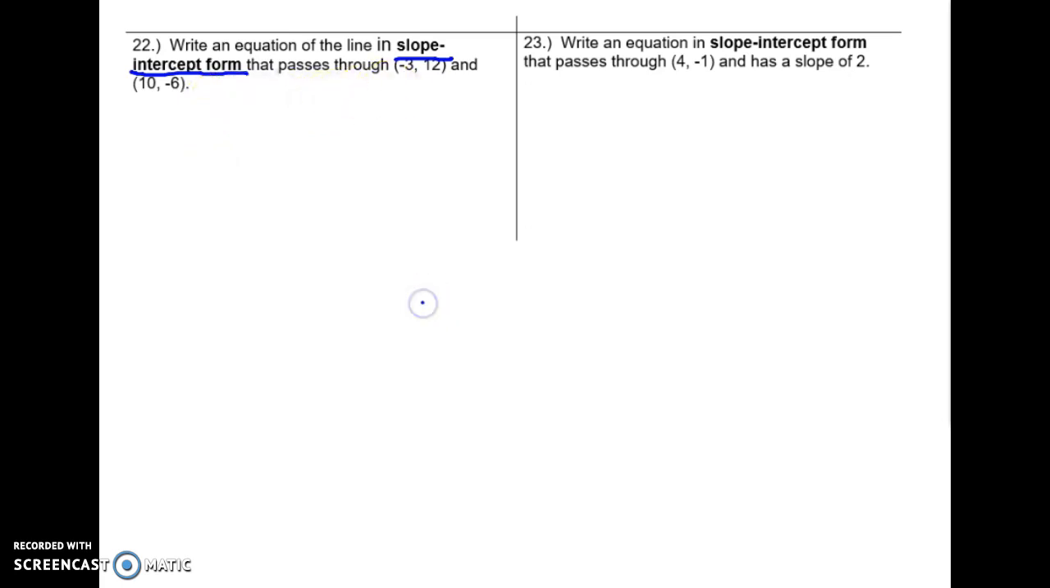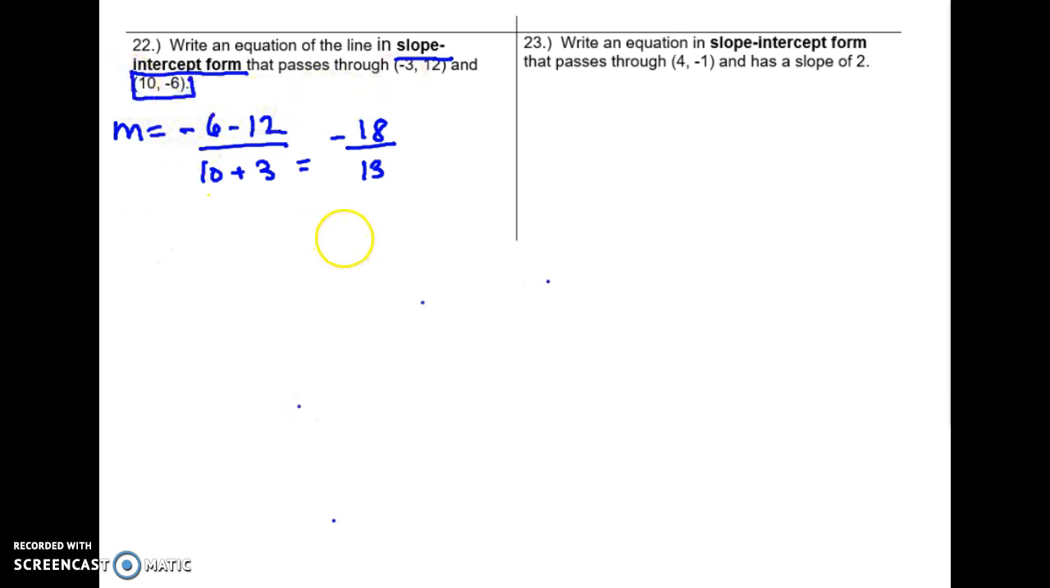So we're going to go through these 2 points. The first thing we want to do is get our slope. So we're going to say negative 6 minus 12, and then we've got 10 plus 3. So we're going to get negative 18/13. Okay, we're going to pick a point, doesn't matter which one. Let's use that one and put it in point slope form.